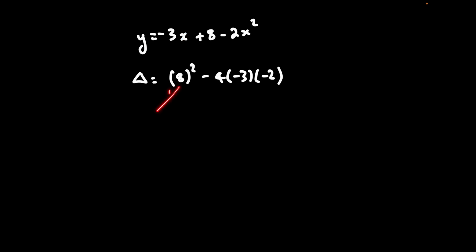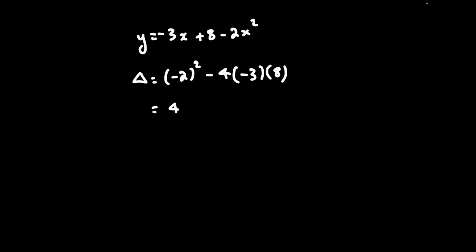In this case, a is not equal to 8. A is the coefficient of x squared, which is minus 2. So we need to rewrite it. Discriminant is minus 2 whole squared minus 4 times the coefficient of x, which is minus 3, times the coefficient of the constant. In this case, the constant is just 8.